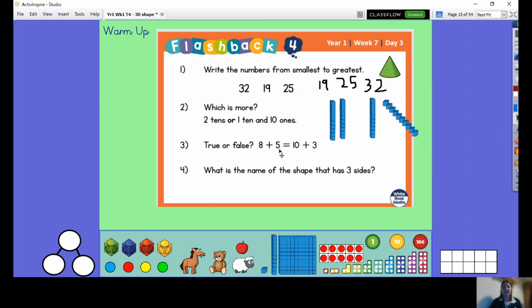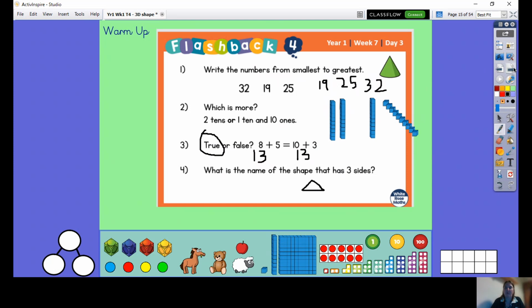Over here, 8 add 5 is the same as 10 add 3. So 8 add 5, we can put 8 in your head and count on 5. So 8, 9, 10, 11, 12, 13. And then 10 add 3. 10 and 3 more. 10, 11, 12, 13. It is true. That is the same. And what is the shape that has 3 sides? I'm not drawing it very well, but it is a triangle. Well done if you got all those right.